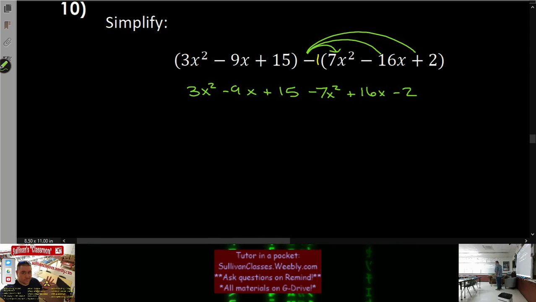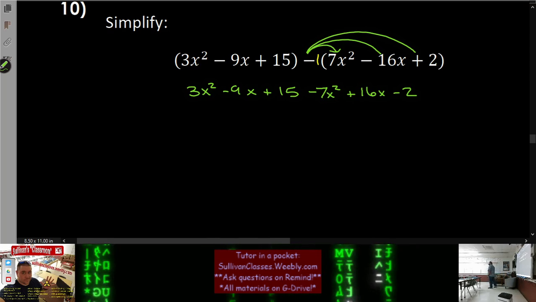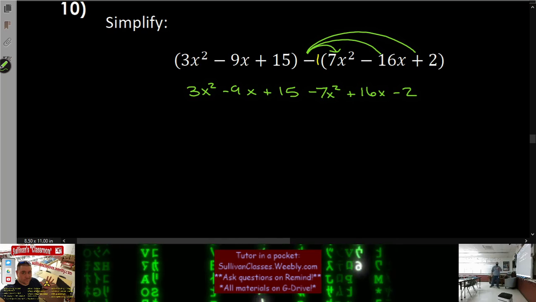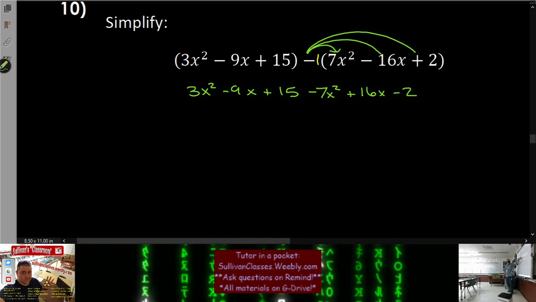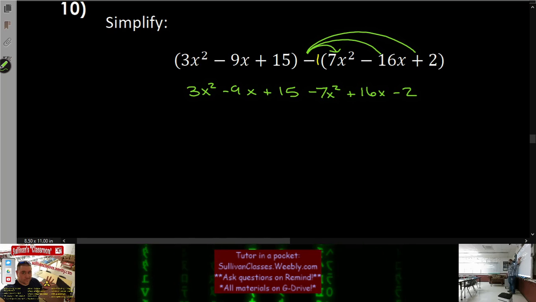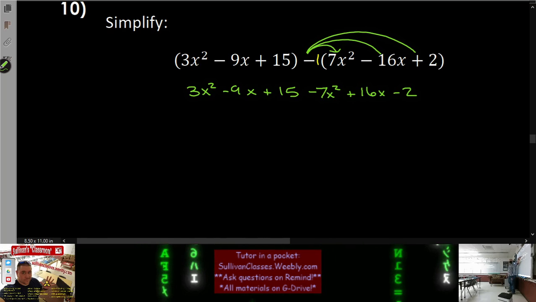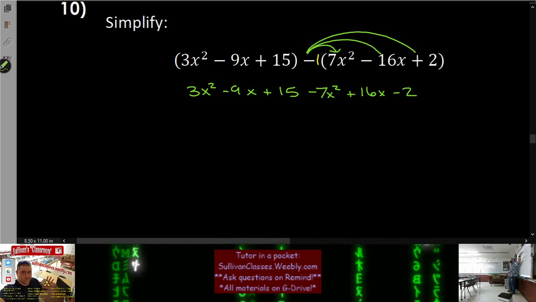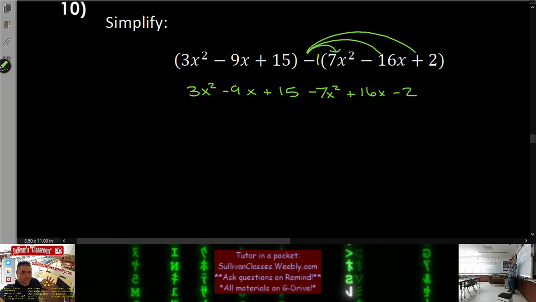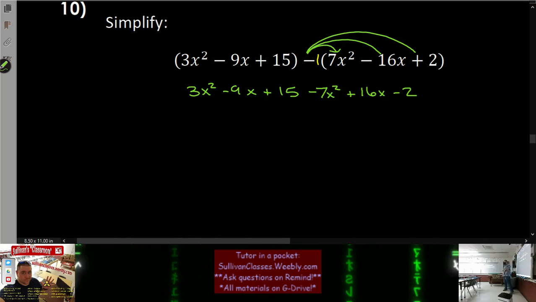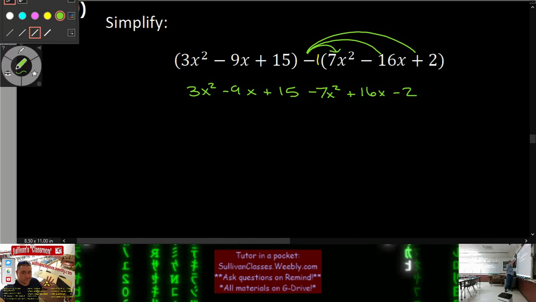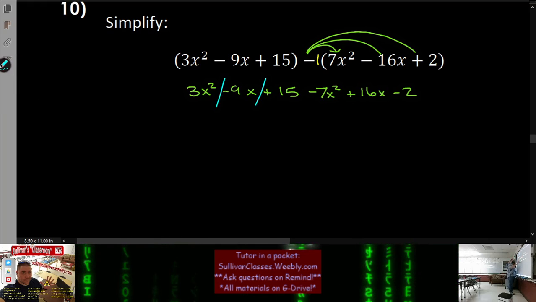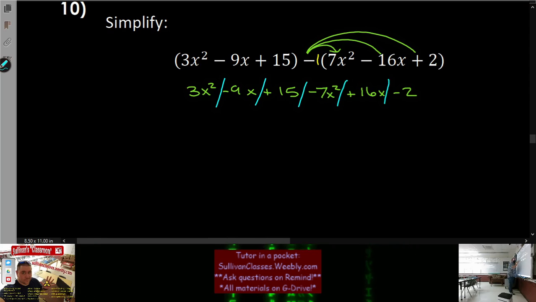See, if I don't distribute that negative, in my experience, kids will remember to subtract the 7x squared, but then they'll subtract 16x and add 2. They'll forget that you're subtracting every one of these. So if I just distribute the negative, I don't have that problem. Chop it up. Every time I run into a plus or minus, it's a new term.